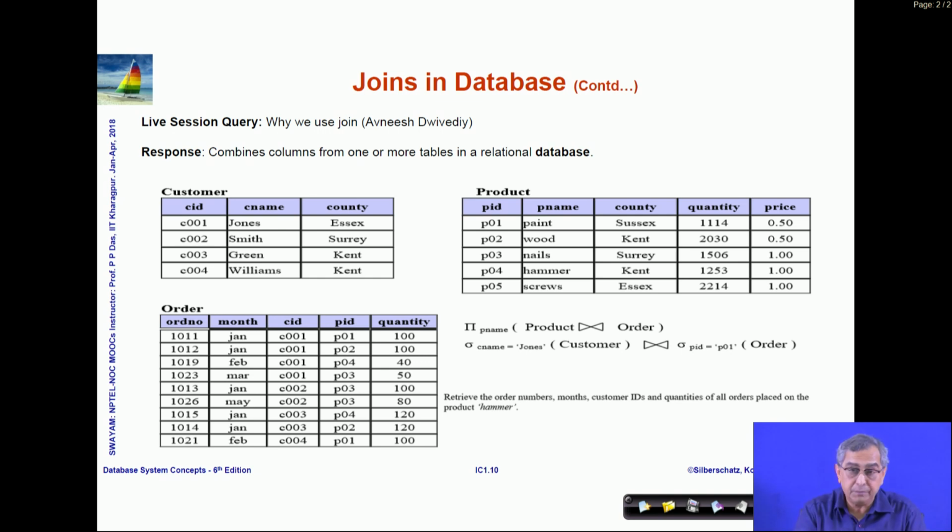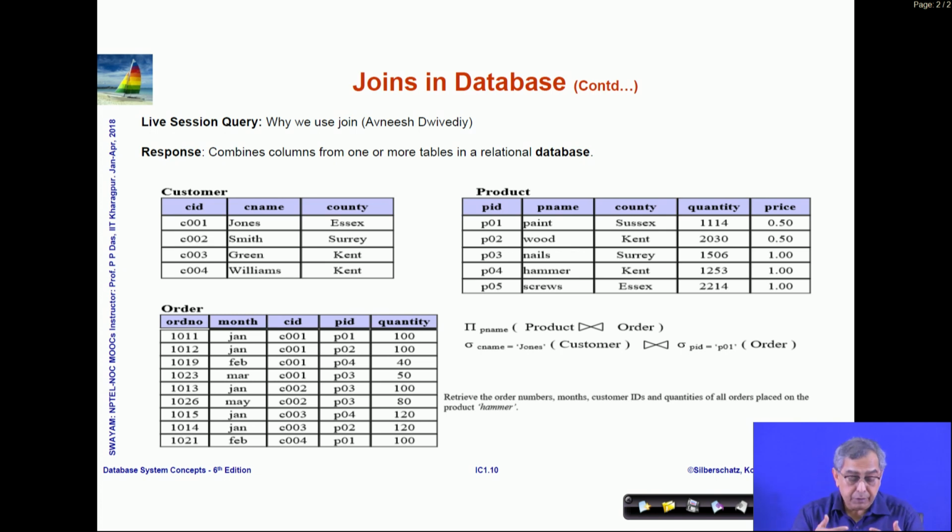There are different customers, they have customer IDs written here as CID, they have their name, the country they come from and so on. And there is a product table which has the information of different products: the product ID, the name, the country, the quantity available in the inventory, the unit price and so on.